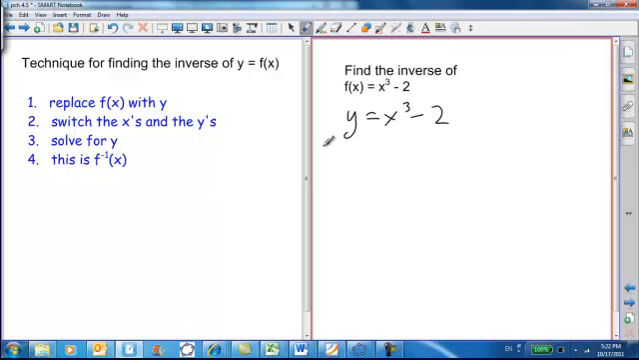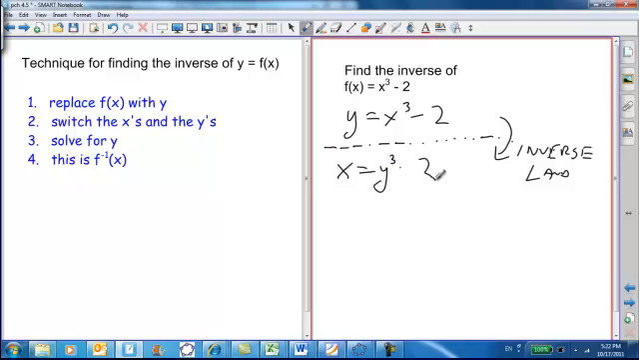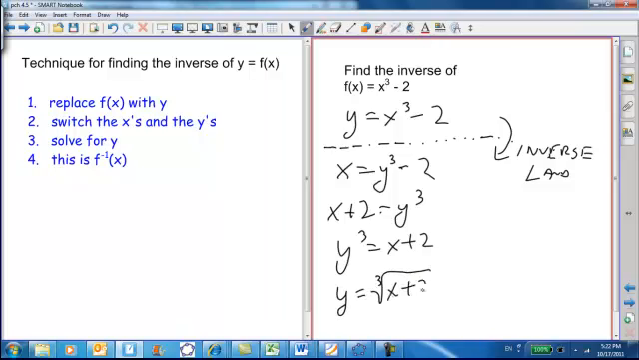Now switch the roles. And what I'd like to do is put a little dash line in here, because we are tripping over inverse land. This is inverse land. It is not the same function anymore, because we have switched the roles of x and y. And now we solve for y. So x plus 2 equals y cubed. Y cubed equals x plus 2. Y equals the cube root of x plus 2. And there's our inverse function. F inverse of x then is the cube root of x plus 2.